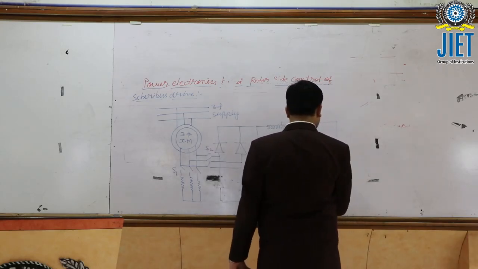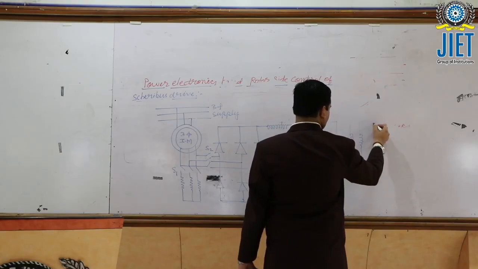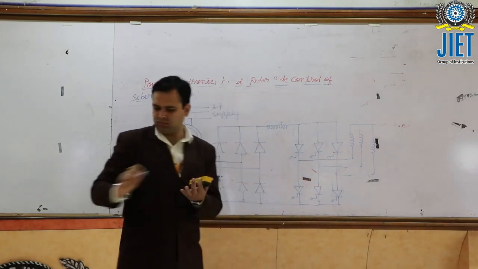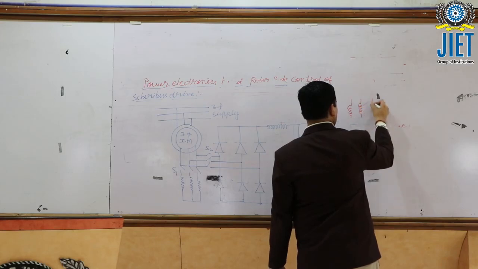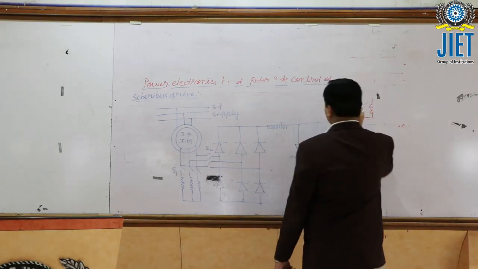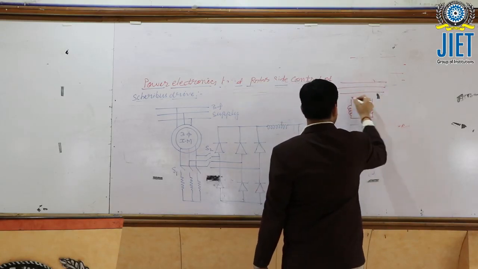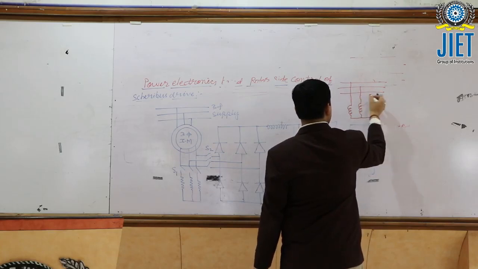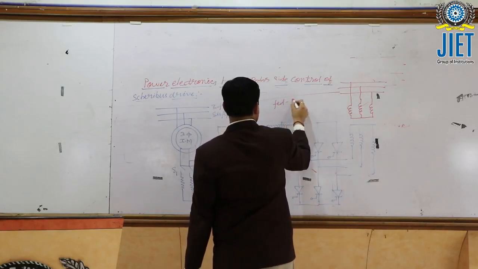After it, the energy is given to a three-phase transformer. This is the three-phase transformer circuit which is connected at the output side. Then these three wires are supplied back to the three-phase source. This is phase number 1, this is phase number 2, and this is phase number 3. So it is fed back.